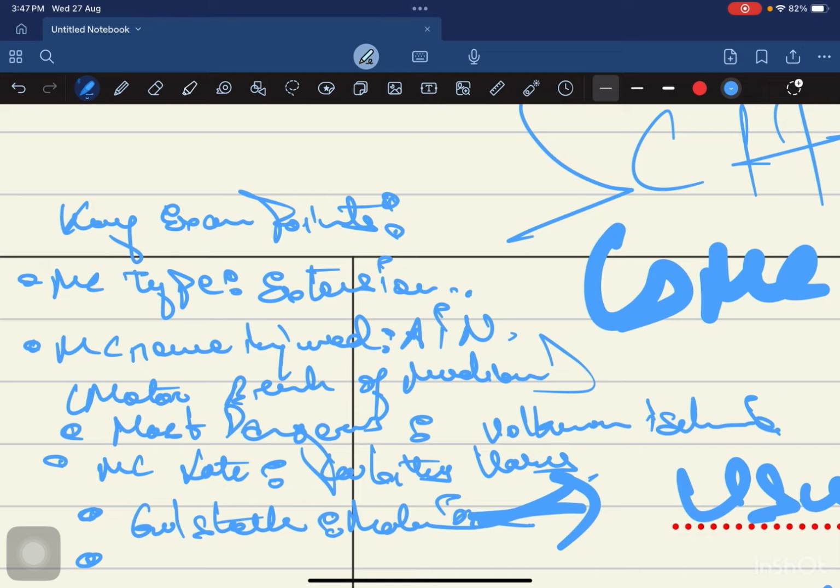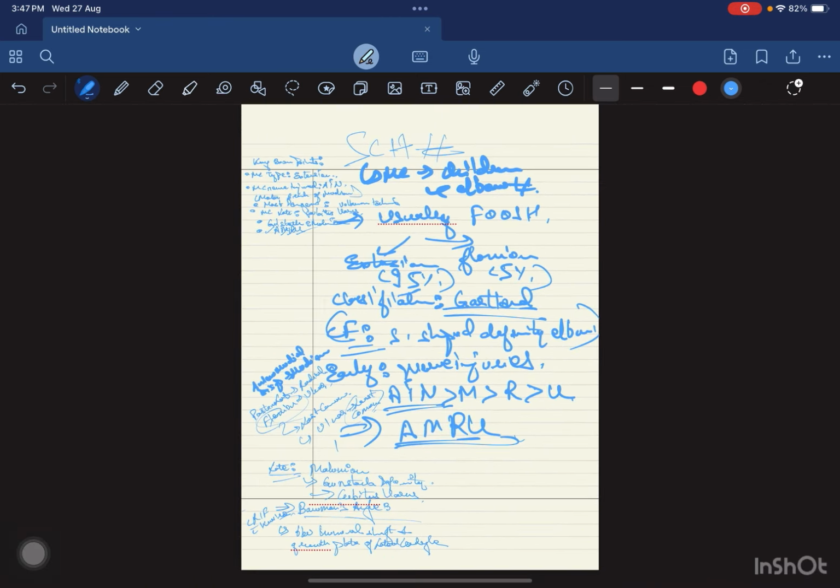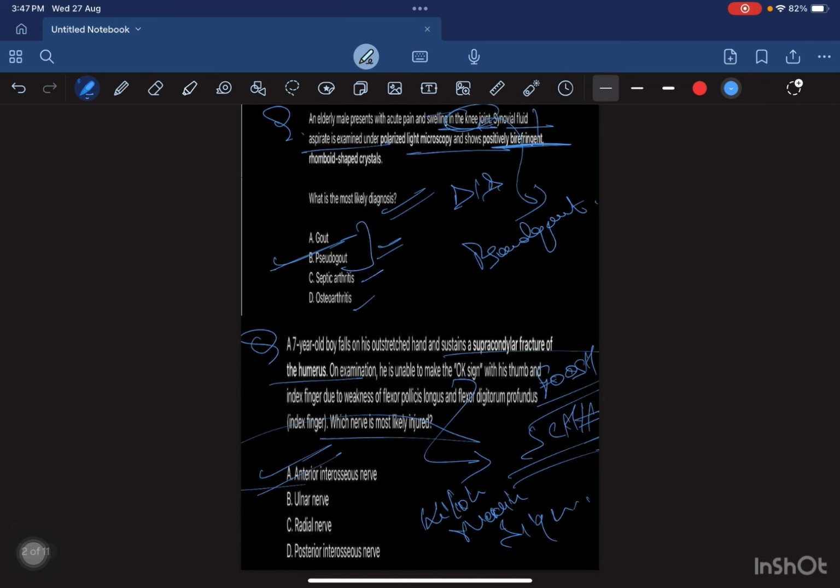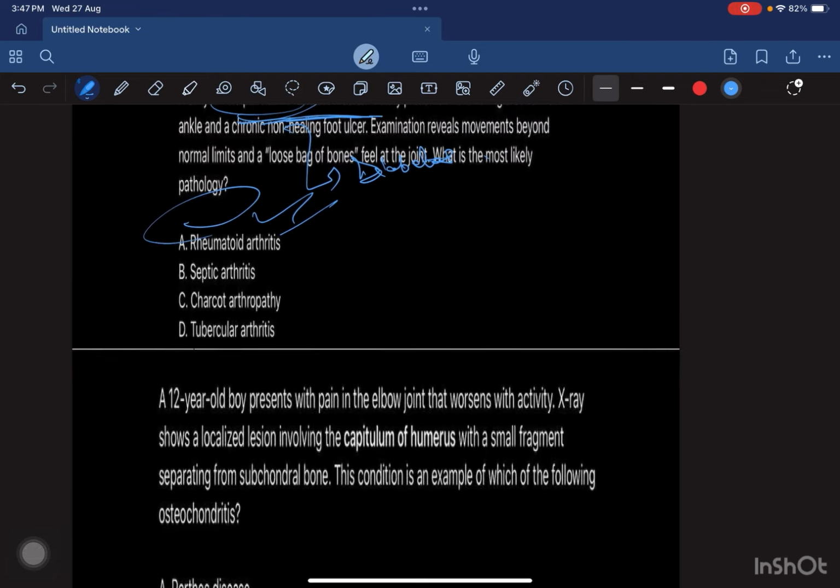And the sequence in which various nerves are involved is AMRU. That is AIN, median, radial, ulnar. Okay, so this is all about the supracondylar humerus fracture that you have to remember for the exams. These are all the important key points. So two questions are covered here. Now moving to the next question.